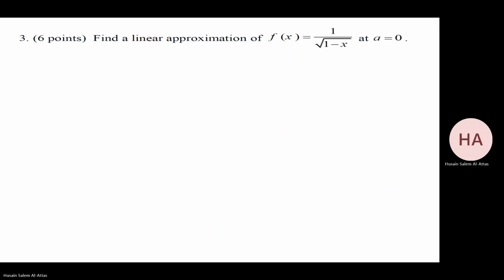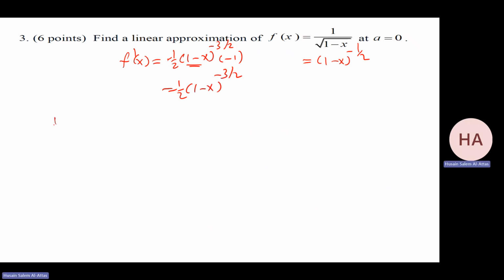This function, what's f prime? We can deal with this as 1 minus x to the power minus half. So that would be minus half, 1 minus x to the power minus 3 over 2. Don't forget this, minus 1. So it will be half. Okay, L of x will be f of 0 plus f prime at 0 times x minus 0. F of 0 is what? 1. F prime of 0, half x. That's it. That will be an x.